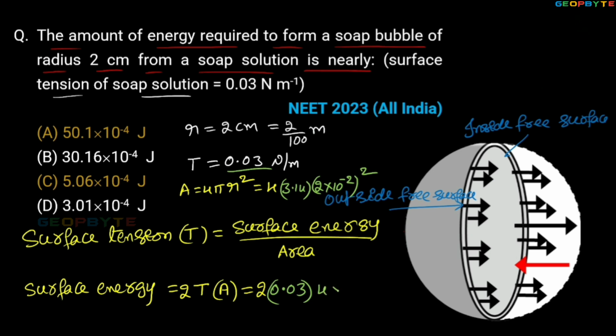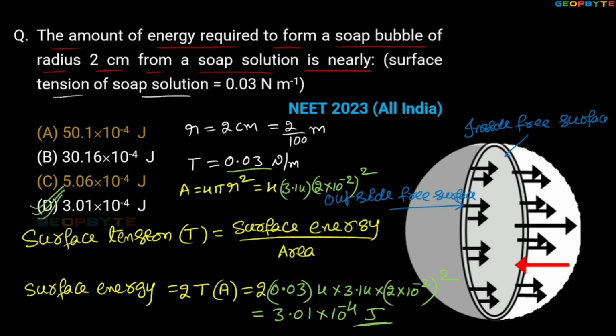Look at the area, 4 into 3.14 into (2 into 10 power minus 2) whole square, because 4 pi r square. You simplify this value for getting approximately 3.01 into 10 power minus 4. Since it is for energy, SI unit of energy is joule. 3.01 into 10 power minus 4 joules. Therefore, look at the option D. Option D is absolutely correct.